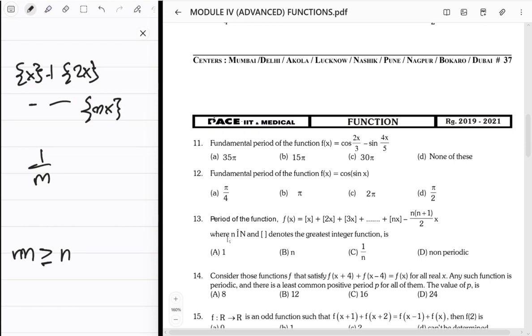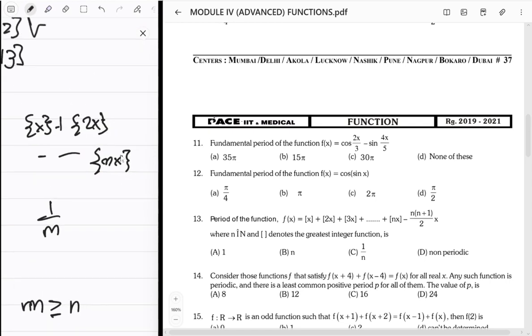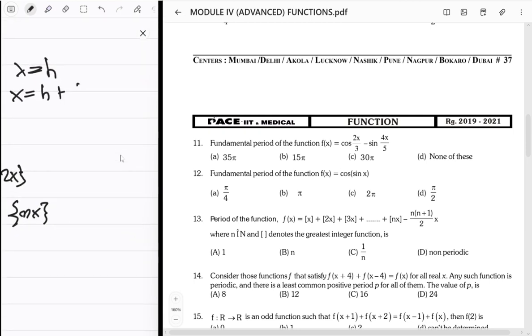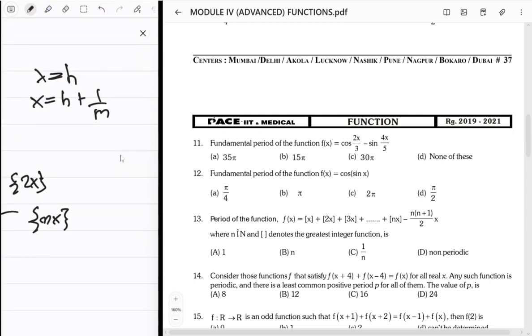Think, is there no other way? What if, let's just say x is a very small quantity? Then this whole thing is pretty much just x plus 2x plus, till nx, right? So I'm going to take the f at two different values. I'm just going to say x is equal to h, where h is a very small quantity, and x is equal to h plus 1 upon m. Cool, we'll see what happens.